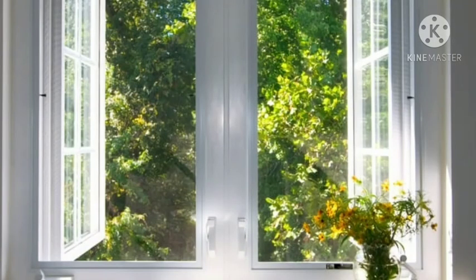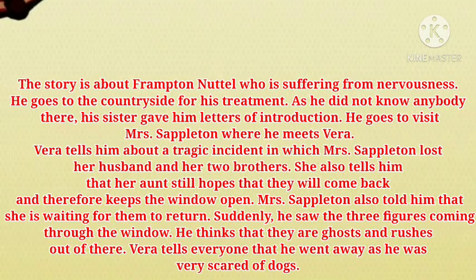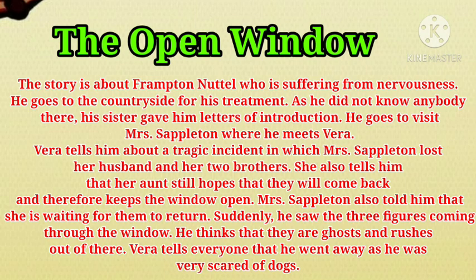Next, let's look at a short summary of the chapter The Open Window. The story is about Frampton Nuttall, who is suffering from nervousness. He goes to the countryside for his treatment. As he did not know anybody there, his sister gave him letters of introduction. He goes to visit Mrs. Sappleton, where he meets Vera.